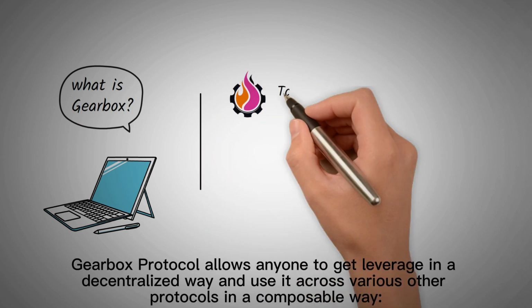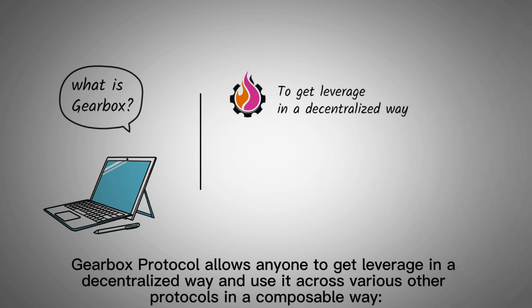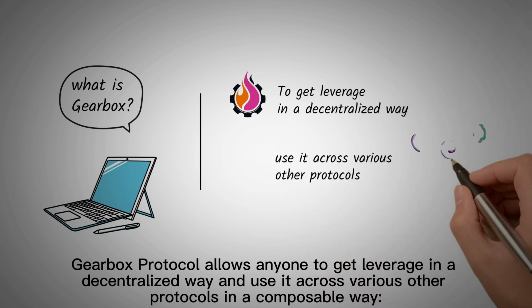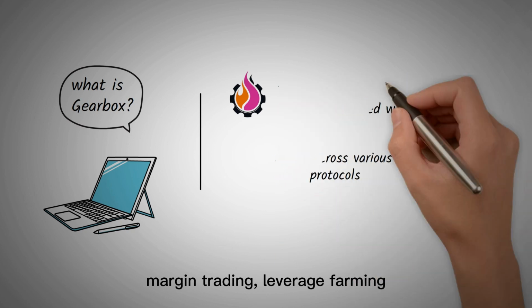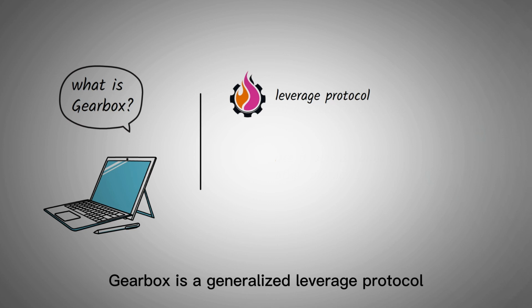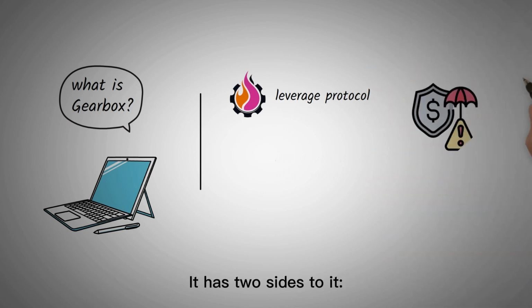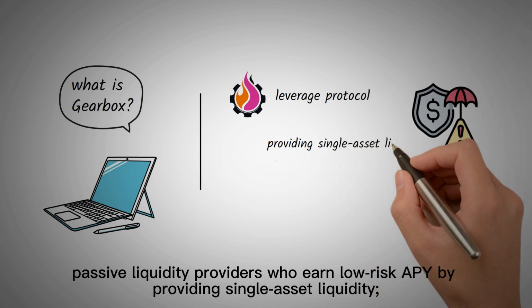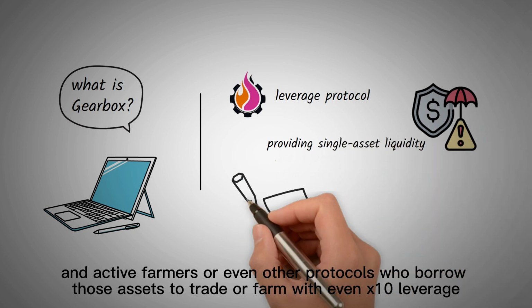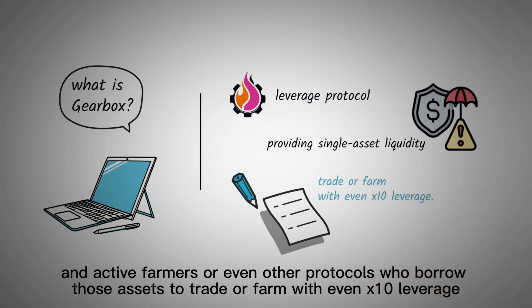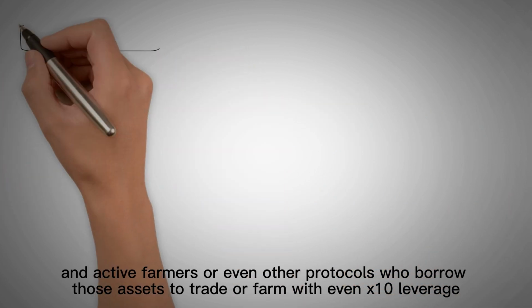Gearbox Protocol allows anyone to get leverage in a decentralized way and use it across various other protocols in a composable way: margin trading, leverage farming, and more. Gearbox is a generalized leverage protocol. It has two sides to it: passive liquidity providers who earn low-risk APY by providing single-asset liquidity, and active farmers or even other protocols who borrow those assets to trade or farm with even x10 leverage.